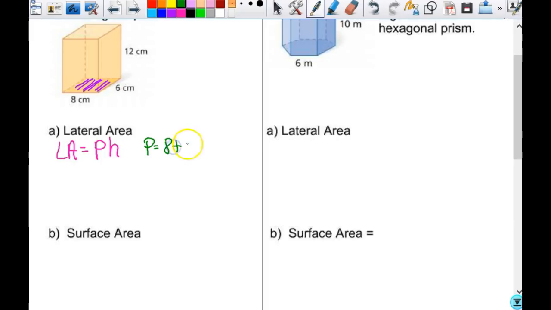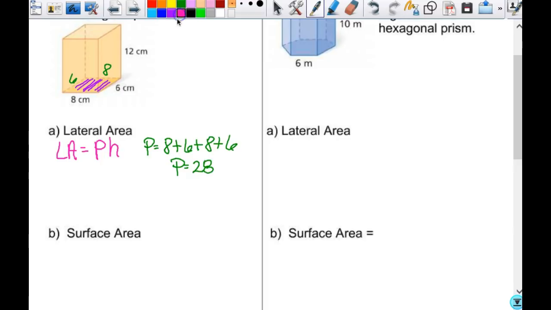8 plus 6 plus 8 plus 6, right? Don't do 6 plus 8 plus 12. I see that all the time. That isn't the perimeter of anything. If we're talking about the perimeter of the base, this is 8, this is 6, that makes this 8 and this 6, because it's a rectangle, because it told me it was. So when I add all that up, what does that give me? 28.